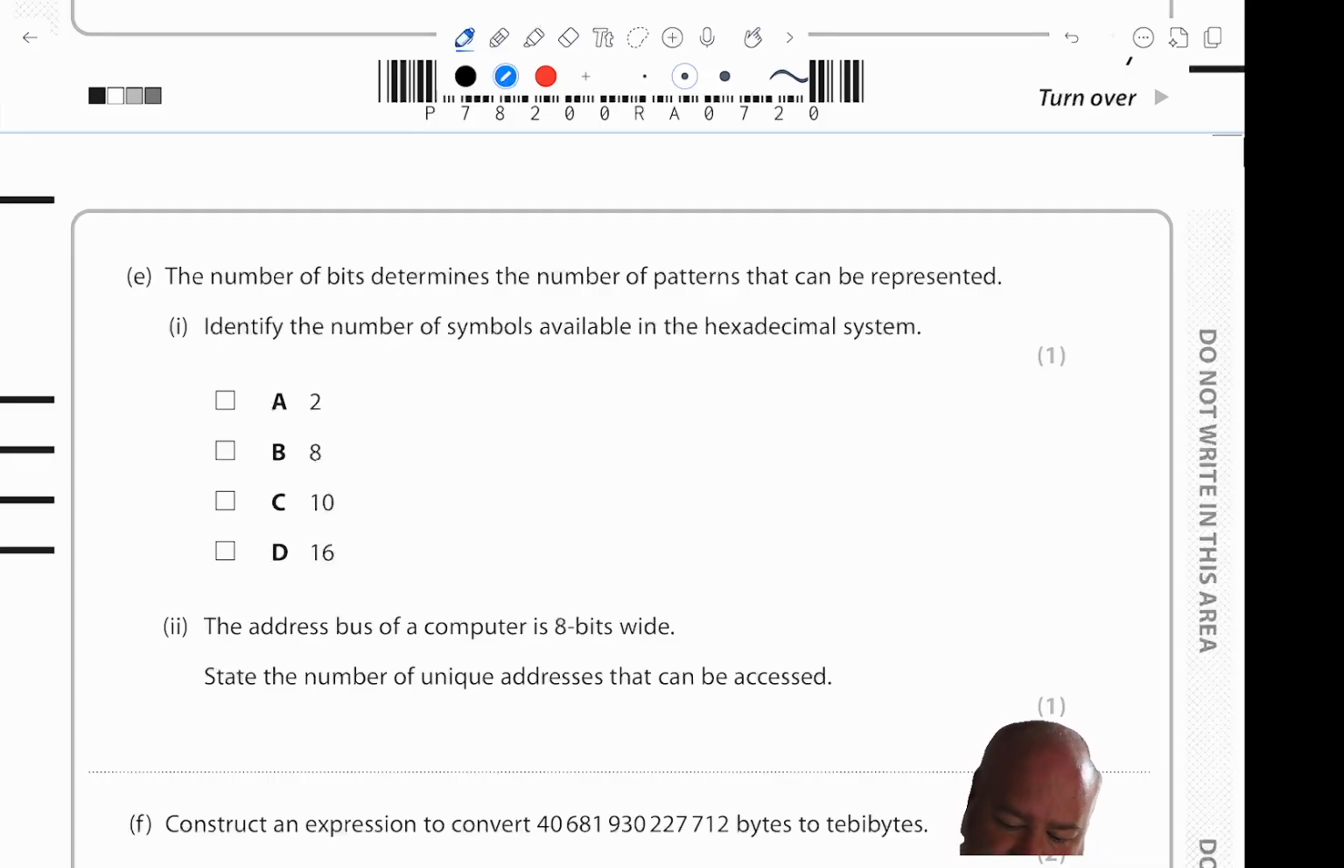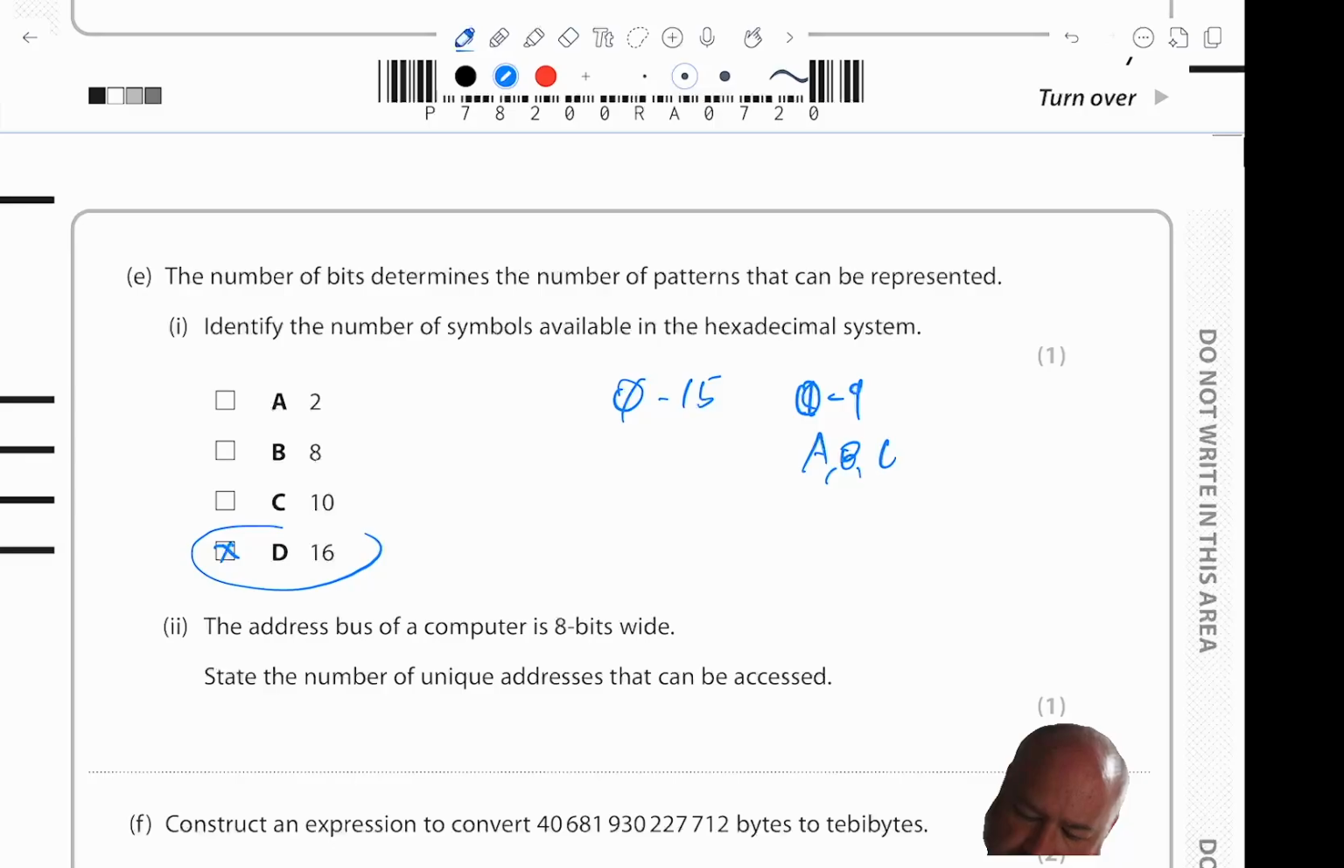Number of system symbols available in hexadecimal. No, hang on. Identify the number of symbols. Yeah, so we've got 0 to 15. So it's going to be hexadecimal, isn't it? It's 16. Yeah, 0 to 15, because we've got 0 to 9, A, B, C, D, E, and F, which is 15.